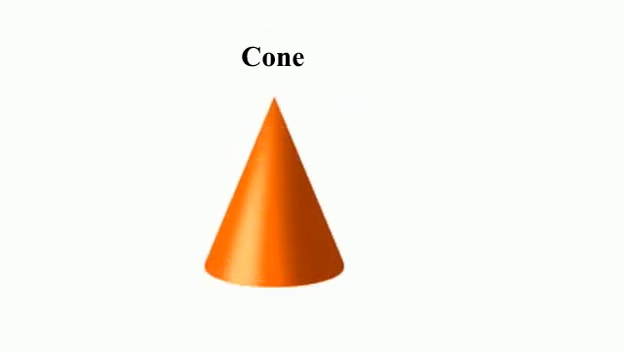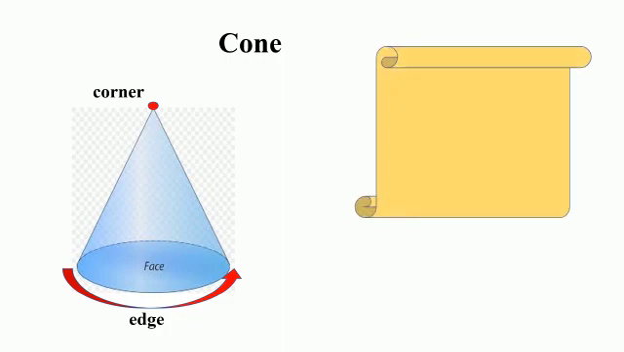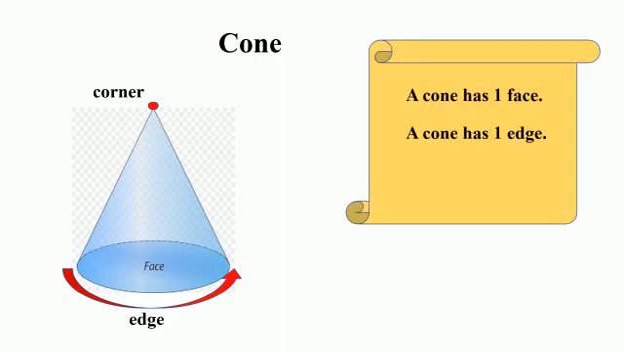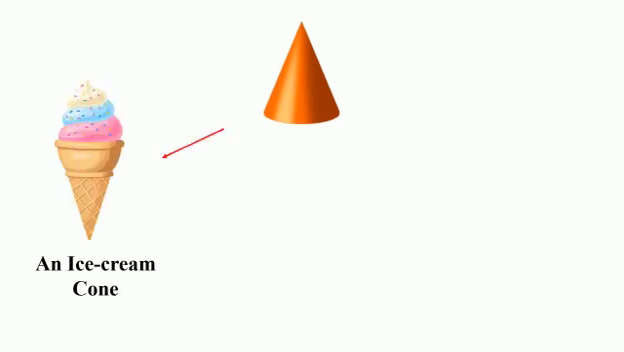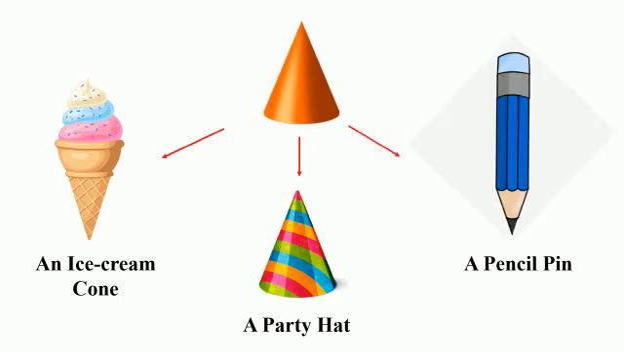Who can say what is our third solid? This is a cone. Repeat it, children. What is this? Yes, this is a cone. Look at this cone, children. Here I have marked the face, the corner, and the edge. So we can say that a cone has one face, one edge, and one corner. Here are some examples of a cone: an ice cream cone, a party hat, and a pencil pin.